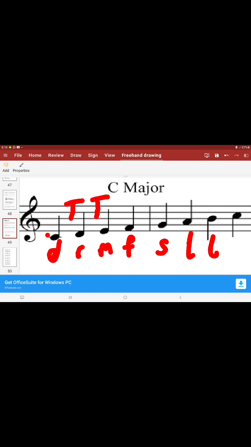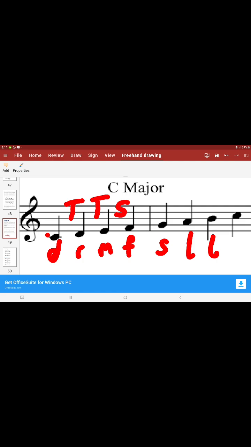But between E and F, there is no black key. So it's a semitone. There are no notes in between them, not just no black key, no notes at all. That means this space is a semitone.